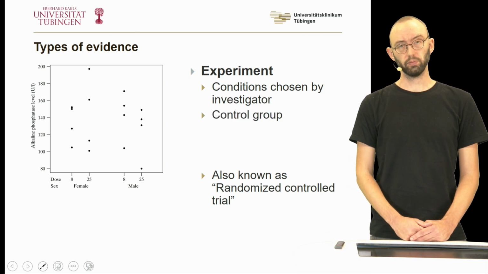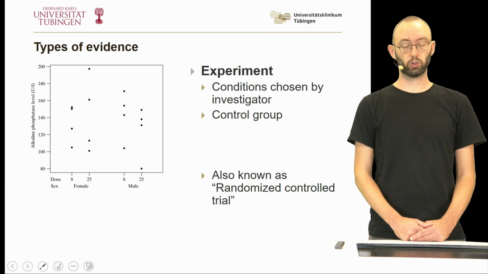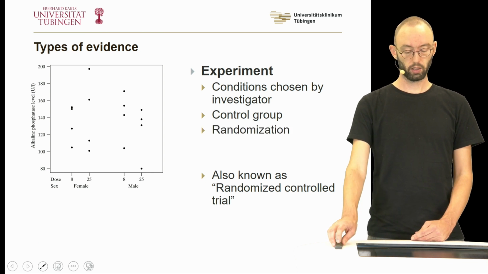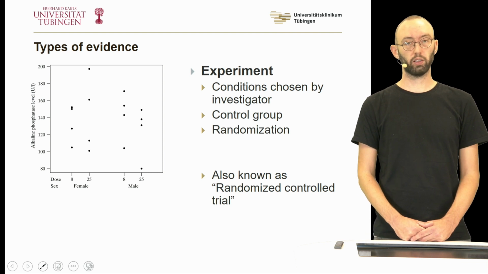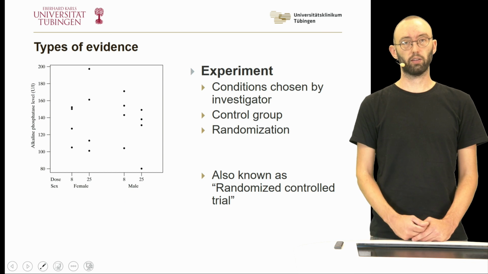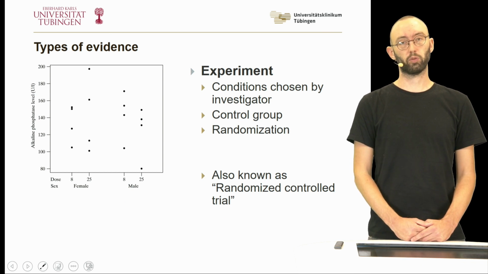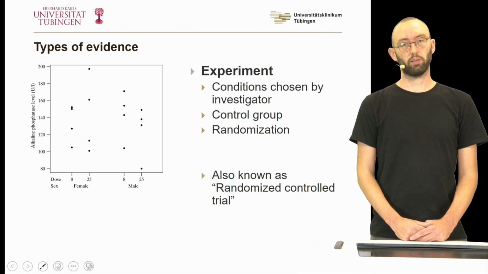Often, experiments also use a control group and randomization. So the persons are not allocated to the groups in a way that is determined by the experimenter, but they are allocated to the different groups in a random fashion.